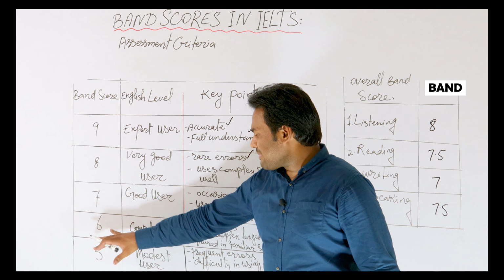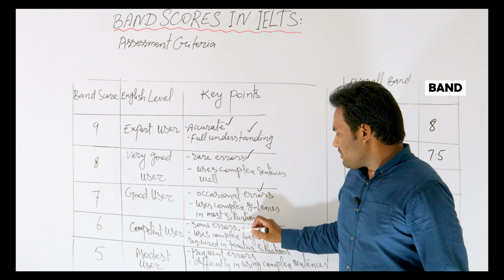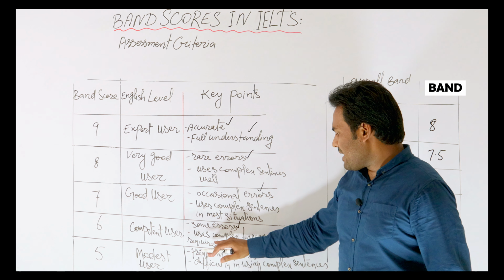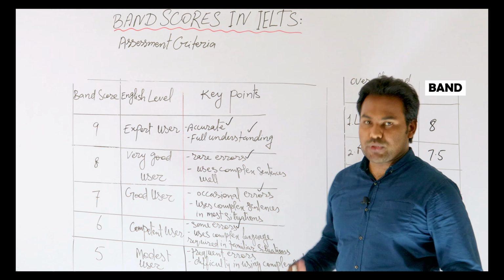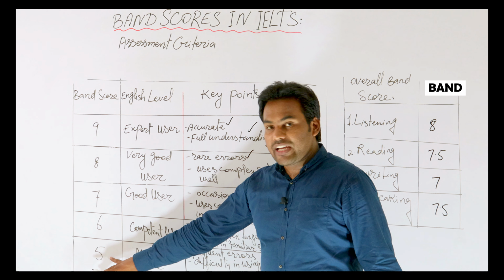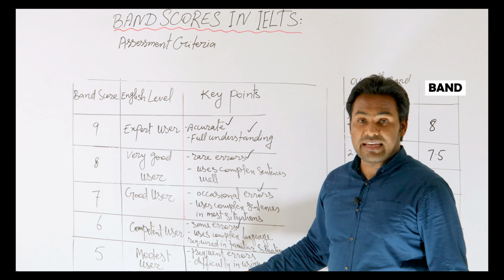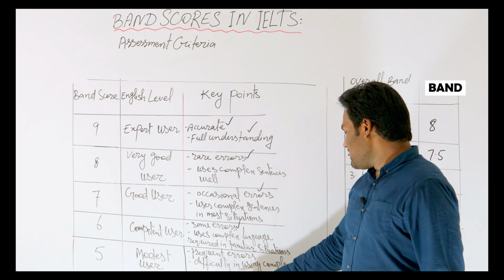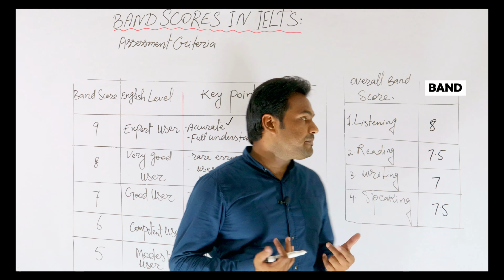And if you gain 6 bands, you are considered a competent user. Some errors, and uses complex language where required in familiar situations. He can use complex language where it is required, not all the time. And if you gain 5 bands, you are considered a modest user. There are frequent errors, right? Difficulty in using complex sentences. He cannot use complex sentences easily.